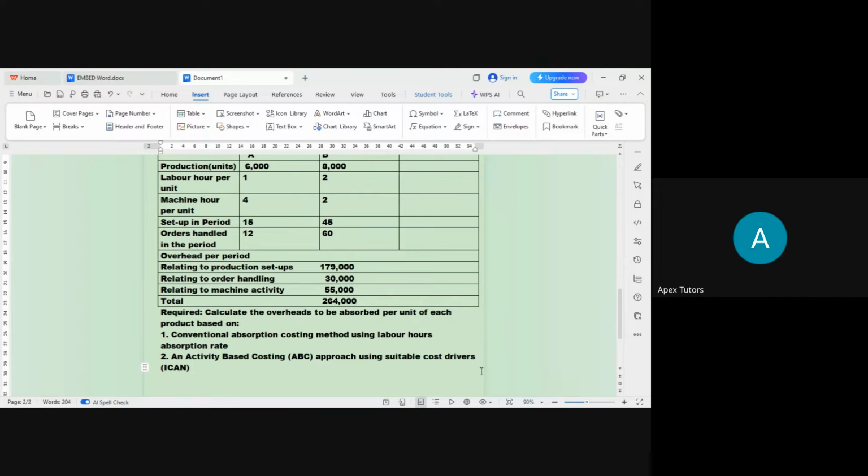So this is on a simple note. The question is asking us to compute the overhead to be absorbed per unit. Take note, please. Per unit of each product based on the conventional absorption costing method using a labor hour absorption rate, and an activity-based costing approach using suitable cost drivers.